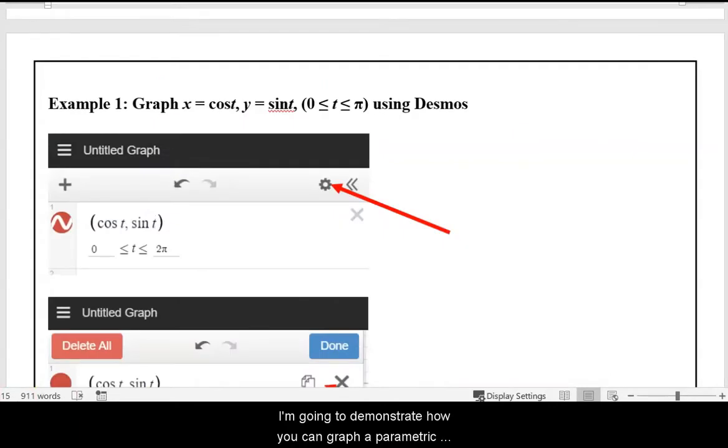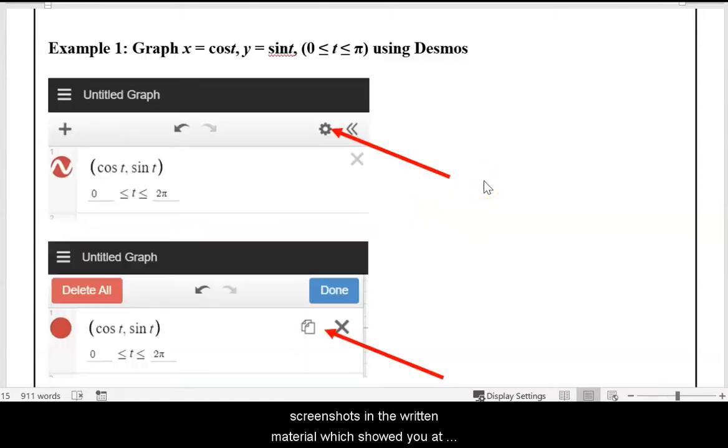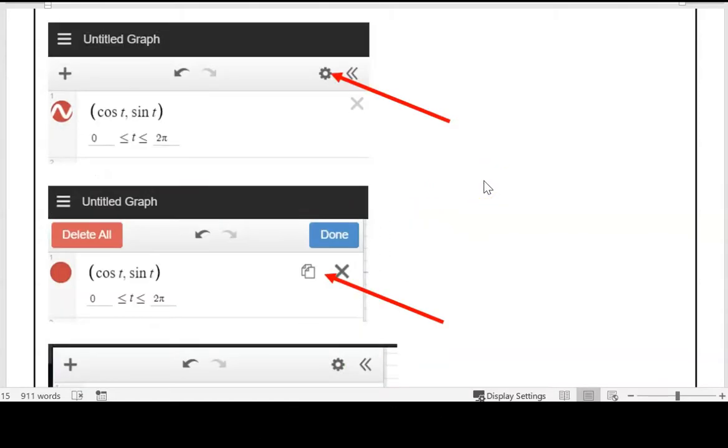I'm going to demonstrate how you can graph a parametric curve using both Desmos and a regular TI-84 Plus Silver Edition. The graphing calculator is definitely not the most recent on the market, and it's not the color edition. I will confess the color editions are not my favorite because they take longer to graph, and I find myself being somewhat impatient. I will show you how to do it, but I've also provided some screenshots in the written material which show you at each step what you should be looking for. On each picture, you'll see a red arrow which directs your attention to a particular part of the screen.